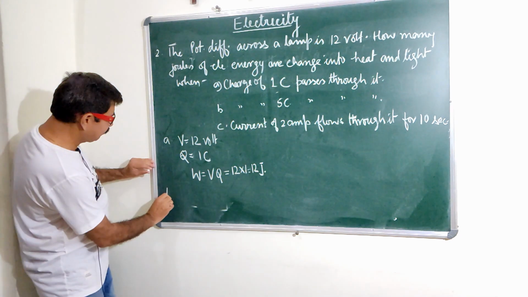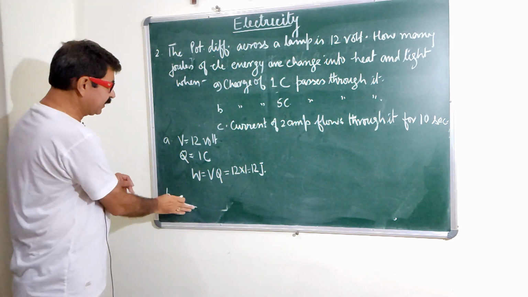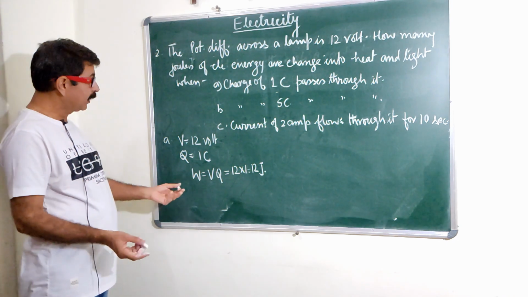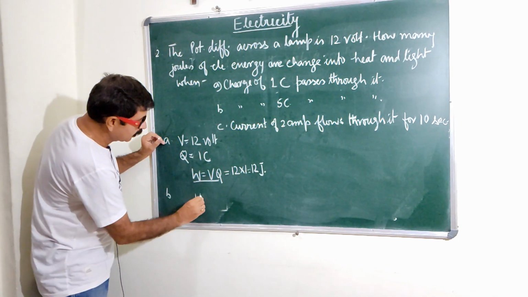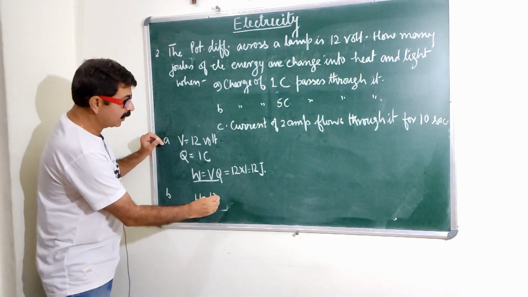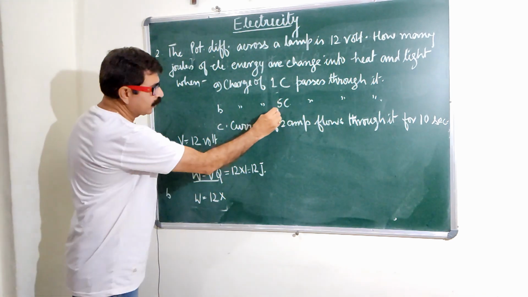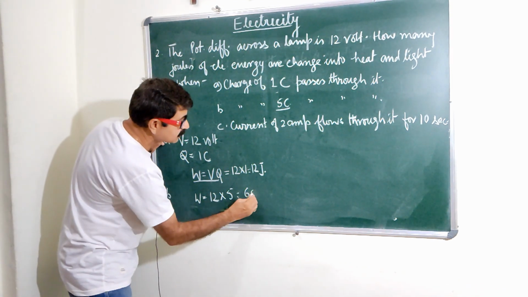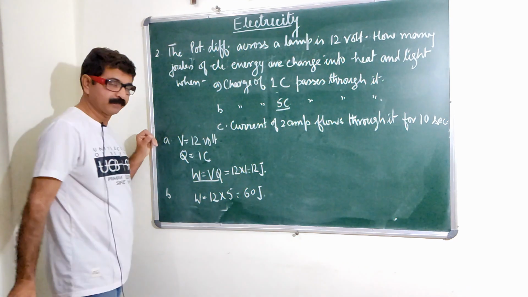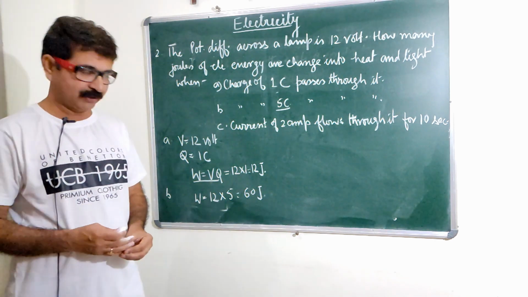The second part, or B part, is exactly the same, nothing different. I hope you can do it. We are using the similar formula. W, V is given 12 and Q has changed, it's 5 coulomb, and we get the answer: 60 joules of energy will be converted into heat and light.